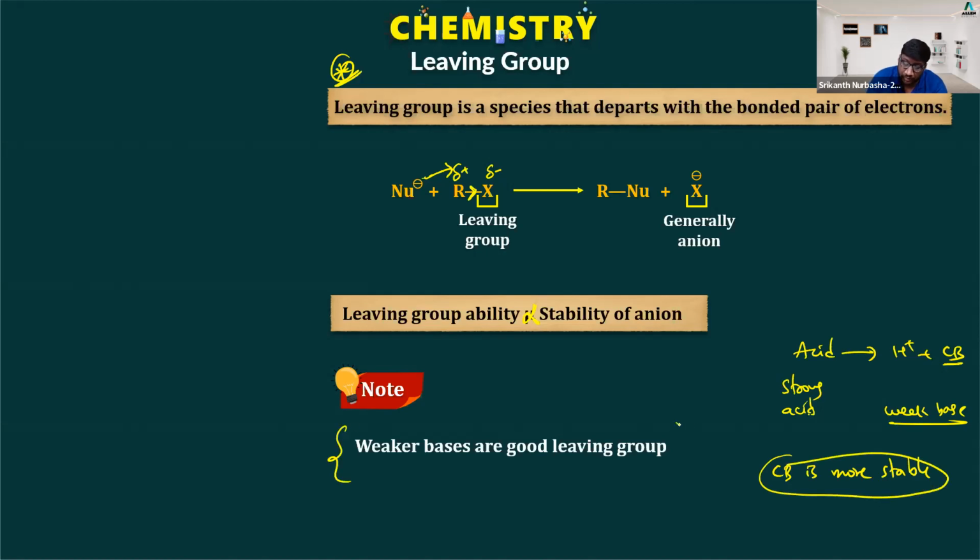Understand this point carefully. A weaker base is obtained from a strong acid. A strong acid also indicates the conjugate base is more stable. Weaker bases are good leaving groups. A good leaving group means the respective conjugate base is more stable. Weaker bases are good leaving groups because that particular anion is more stable, because the acid is a strong acid. We'll understand with respect to different examples, leaving group tendencies and nucleophilicity.